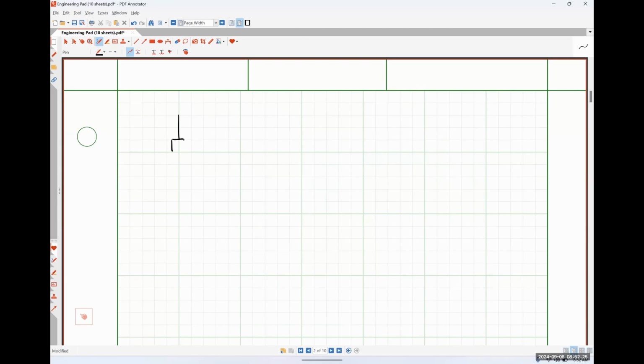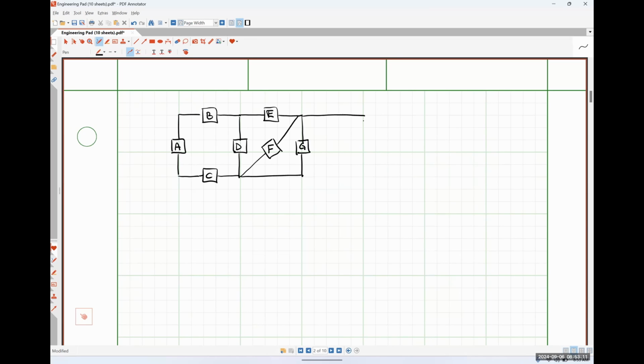So let's say that we have some element A here, some element B up here, an element C down here, here's element D, E, F, G, and H.